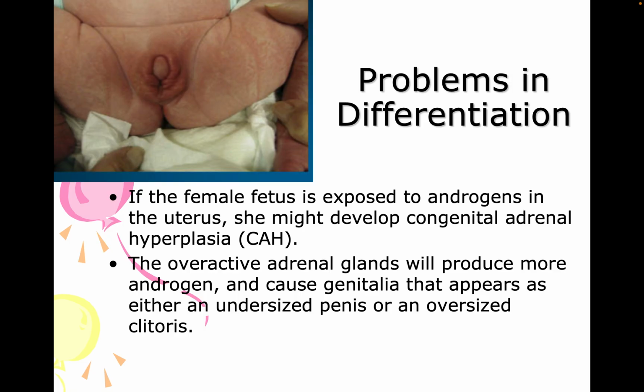If the female fetus is exposed to androgens in the uterus, she might develop congenital adrenal hyperplasia. The overactive adrenal glands will produce more androgen and cause genitalia that appears as either an undersized penis or an oversized clitoris. And this is it right here. That's the reason I'm showing you this, to show you what it looks like for an individual suffering from congenital adrenal hyperplasia.